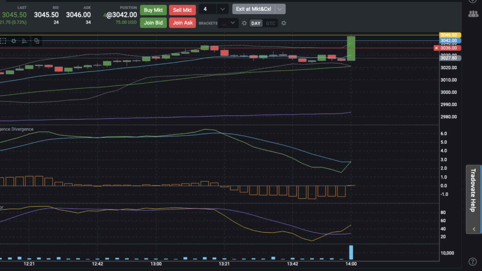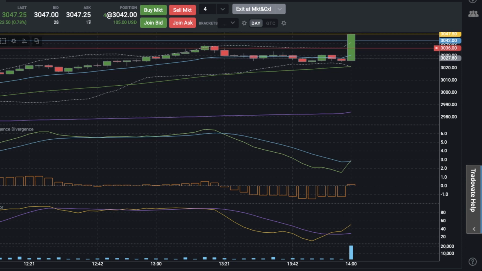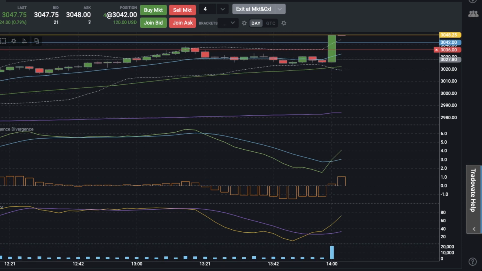I use a bracket order. If you take my course, I talk about how to set bracket orders, and some platforms call them OCO orders, one cancels other. It just depends on the platform you're using, but the one I use uses brackets. You can see we're pushing up through the high of the day, 30.48. It's making new highs. I'm going to move my stop down just a bit underneath the EMA right now.